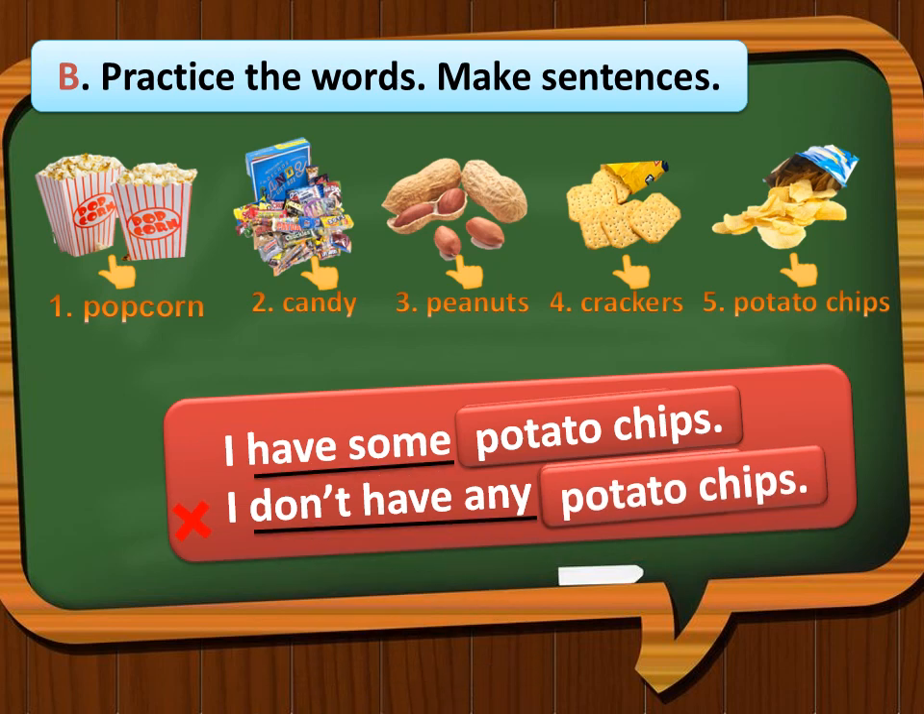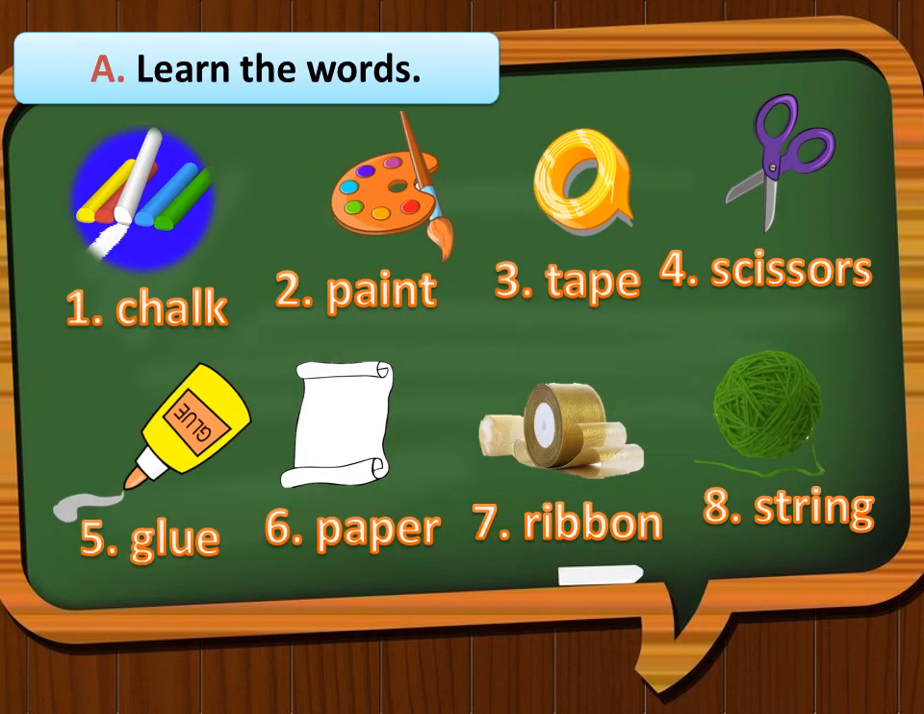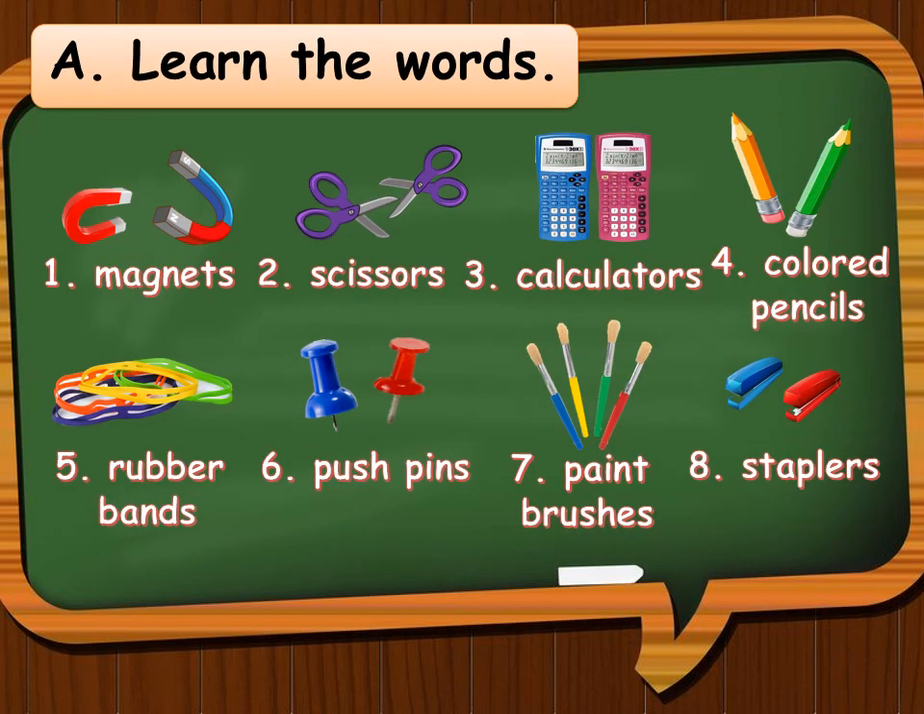We have also learned these following things at school: chalk, paint, tape, scissors, glue, paper, ribbon, and string. And do not forget these things because we will use them. So now, learn the words. These are the new things that you need to learn.